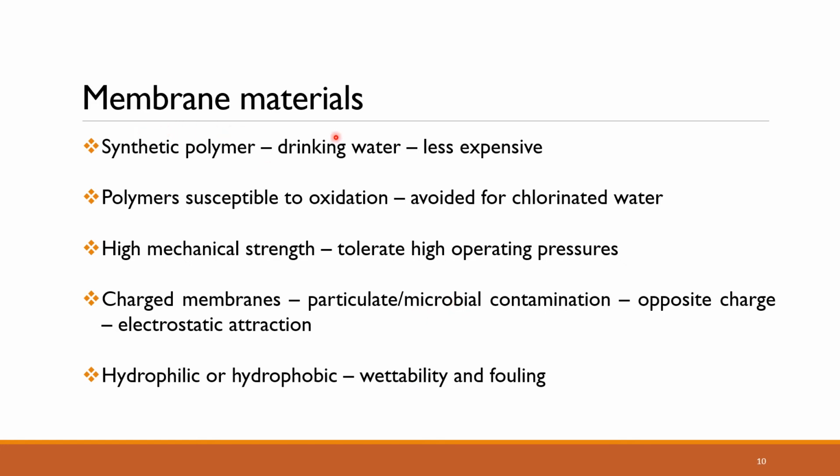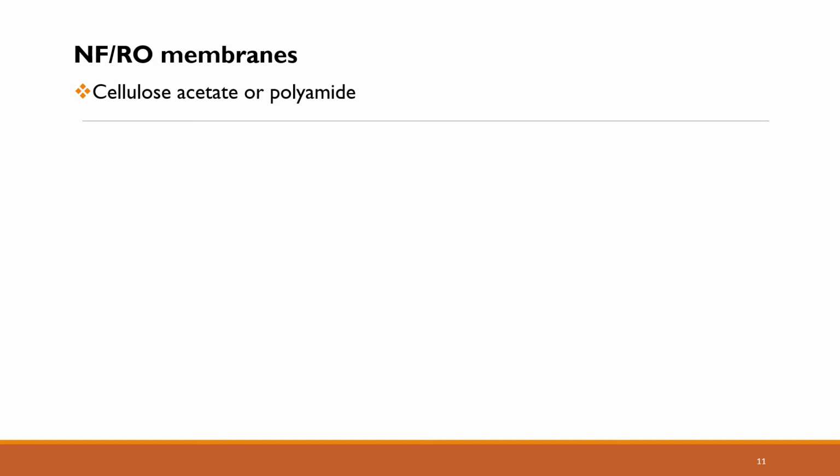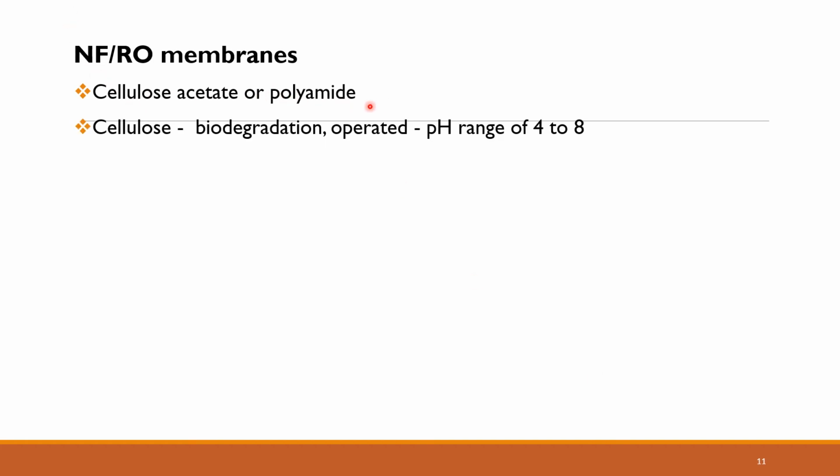And generally your membrane materials can either be hydrophilic, meaning water loving, or hydrophobic, meaning water hating. The membrane materials which are hydrophobic will not get wet easily, and there won't be any deposition on the surface, leading to reduced fouling. Your nanofiltration and reverse osmosis membranes are generally made up of cellulose acetate or polyamide.